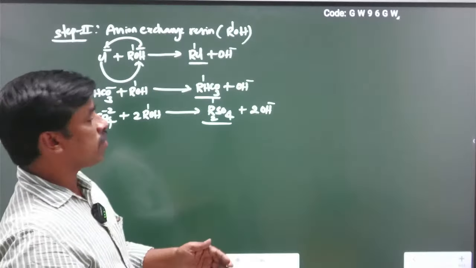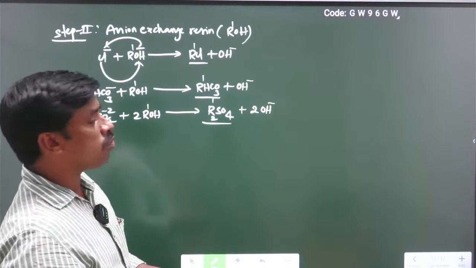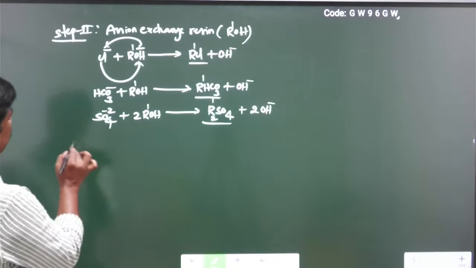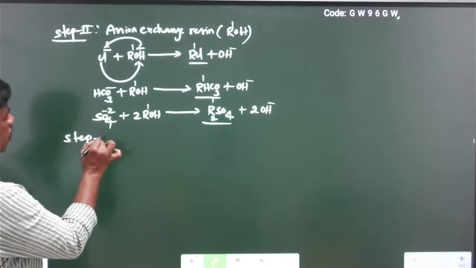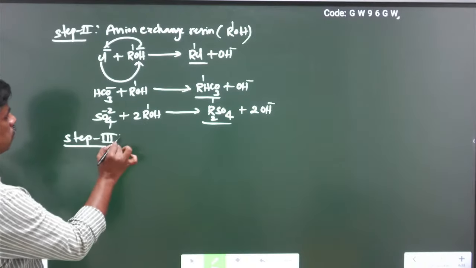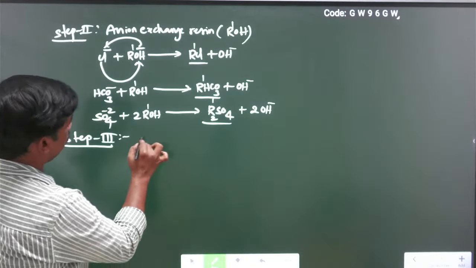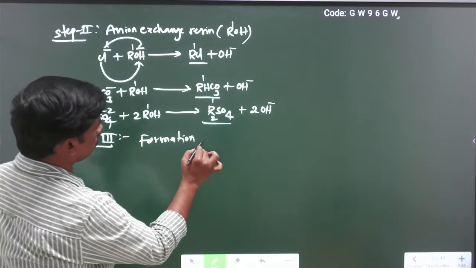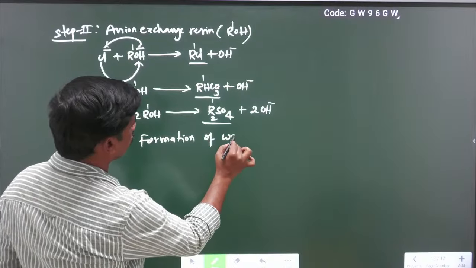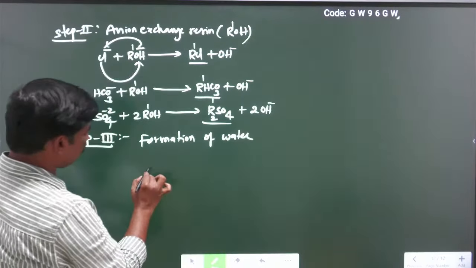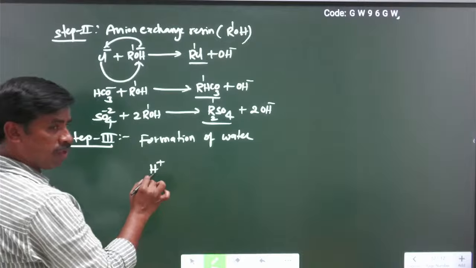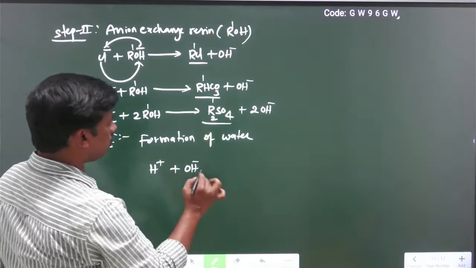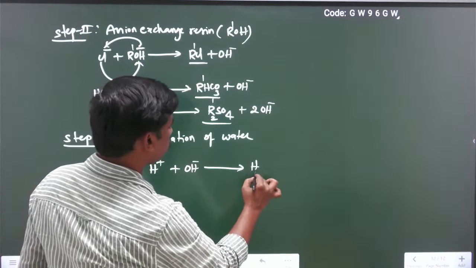Here, after removing cation and anion, that water is completely free from dissolved contaminants. The remaining third step is the formation of water. H plus is coming from step 1 and OH minus is coming from step 2. These two combine to get water.